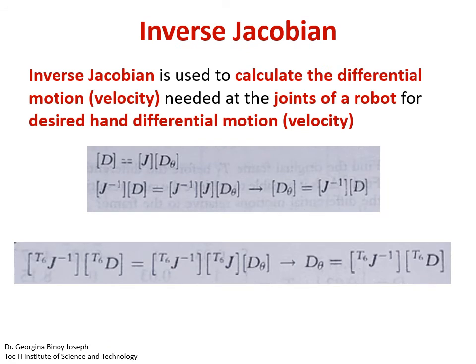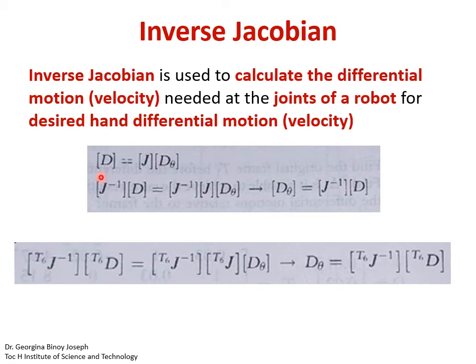Now, another topic that needs to be dealt with is the inverse Jacobian. So far, we've been talking about the Jacobian. Now, we need to find out, for a certain differential motion or velocity needed for the end effector, what should be the differential motion or velocity of the joints. So for the desired hand, that is your end effector, differential motion or velocity, we should calculate the differential motion or velocity of the joints. This will give us the desired differential motion of the hand. So the inverse Jacobian is used to do this.